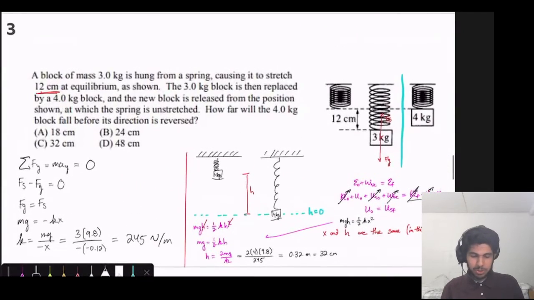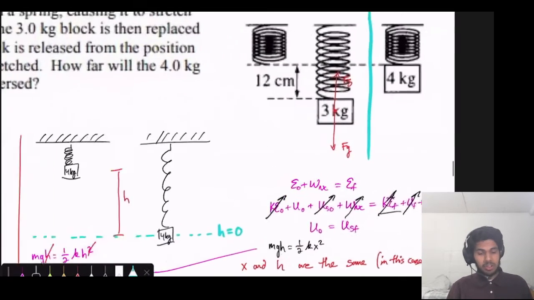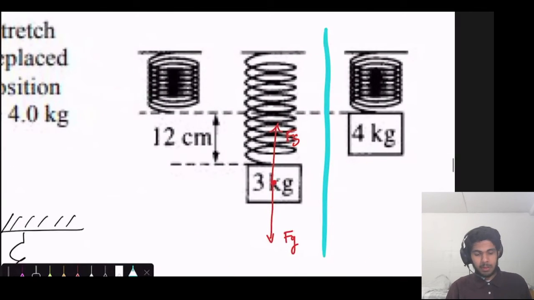It's a multiple choice question, so out of these options, we would go with choice C. It's helpful to take a moment to pause and think, does this answer make sense conceptually? We have the spring here in equilibrium position, and when we put a 3 kilogram block, it displaced 12 centimeters. So when we put a heavier block, certainly we would expect it to displace more than 12 centimeters, because this is heavier. It's applying more of a force.